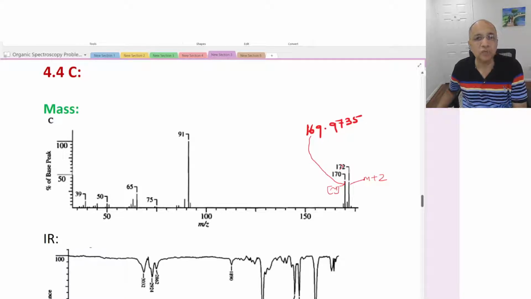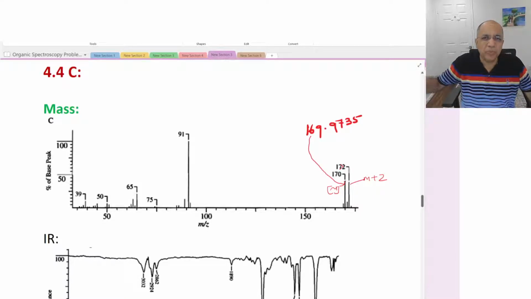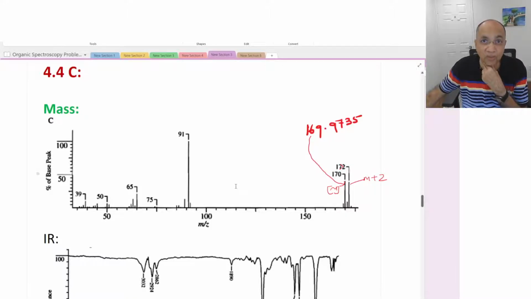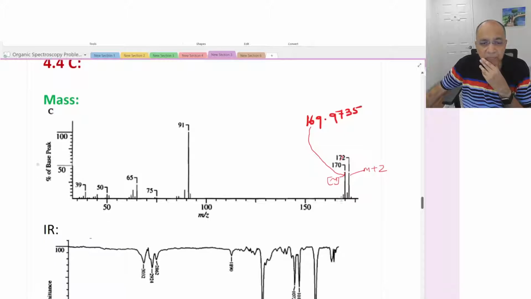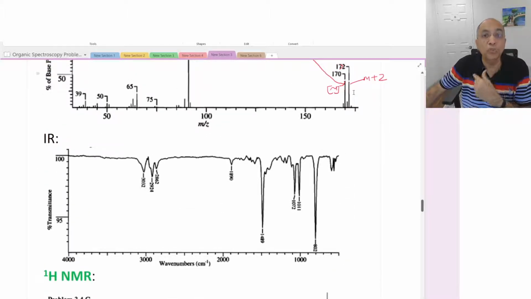If M and M plus 2 peaks come in the ratio 1:1, then you are sure that there is one bromine atom. Slowly and steadily, we will be taking up many problems where we will be discussing all the details. Not everything will be taken up in a particular problem, so don't worry. Keep on watching my videos. You'll be getting a lot of information where I will be trying to disseminate my experience. So the M plus 2 peak and M peak are 1:1, so there is one bromine atom.